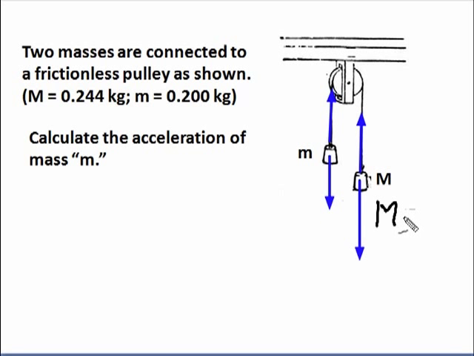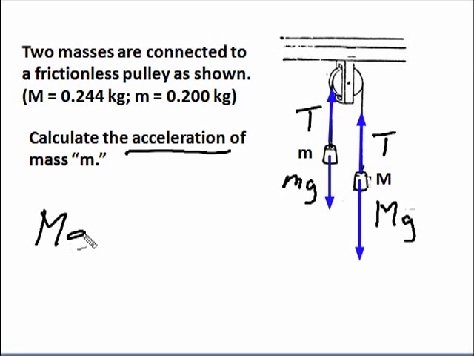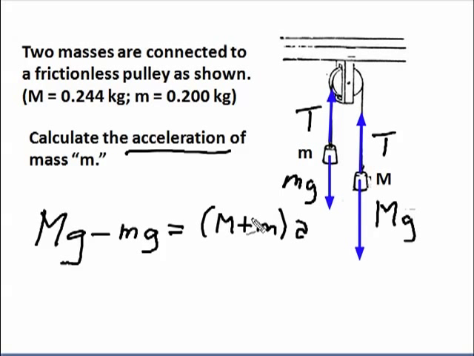So we label it. We have Mg acting down, and that's the greater force. We have an opposing force upwards of the tension in the string, and it's exactly the same tension in the other string. And then we have little mg. Now we draw this, we label it. Now to find the acceleration, the best approach is to look at the big picture. Let's take big Mg, and we will subtract little mg. That's the net force acting, and it will equal the total mass that's being accelerated, M plus m, times a.